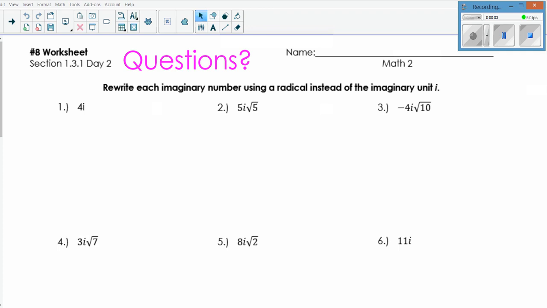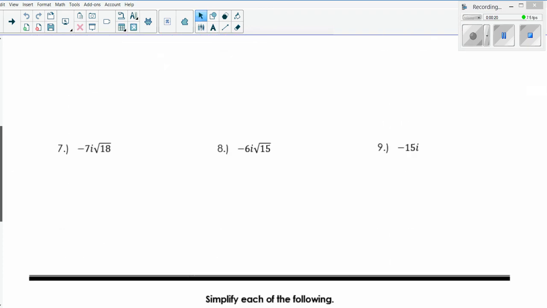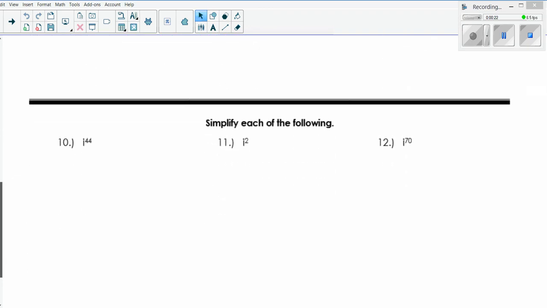Hey everybody. Alright, so today's lesson is section 132. We're going to basically just add on to what we've been talking about with simplifying radicals and converting from what you see in front of you into a radical. We're also going to add on to simplifying i.